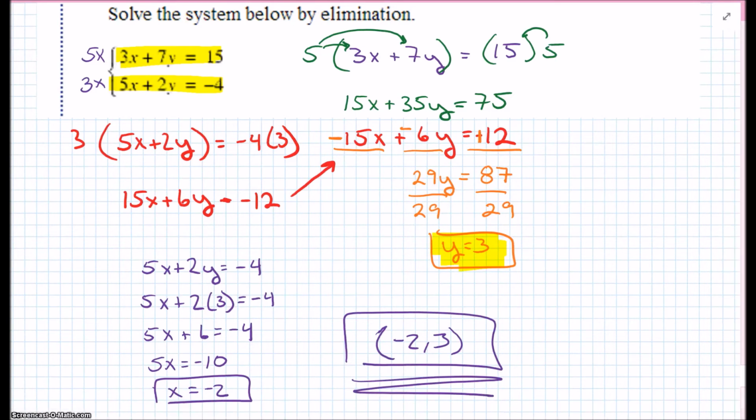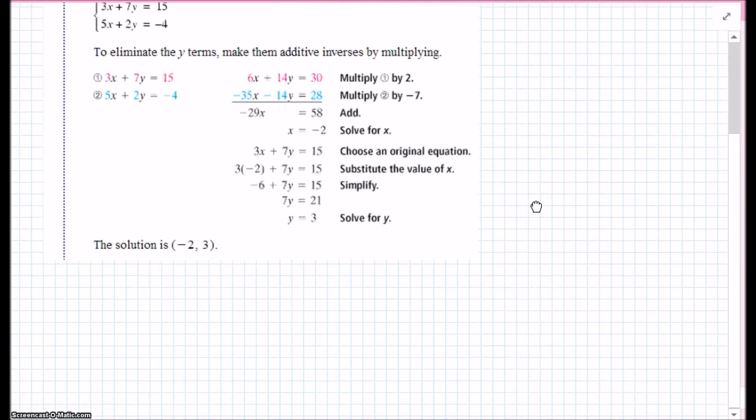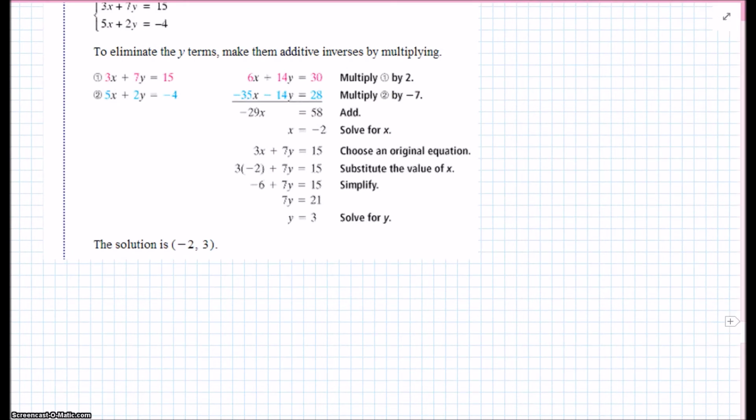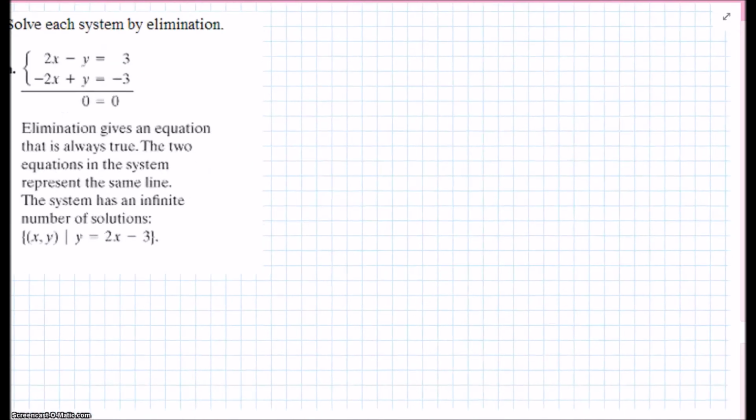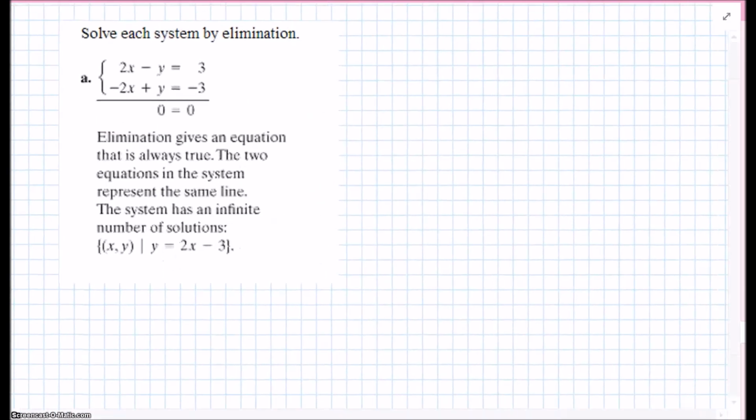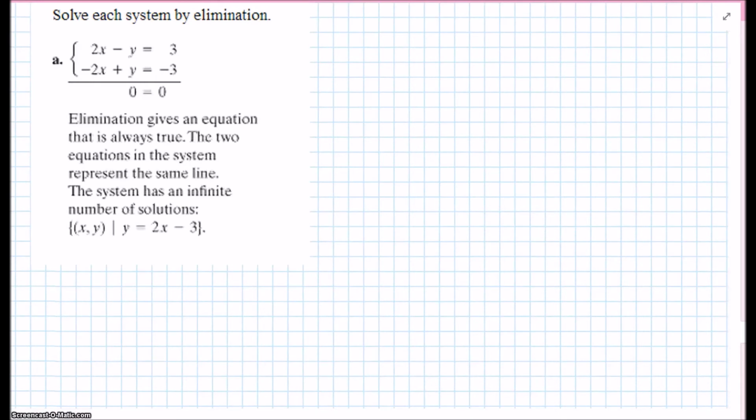All right, makes sense? All right, moving on. Solve each system by elimination. Okay, let's look.